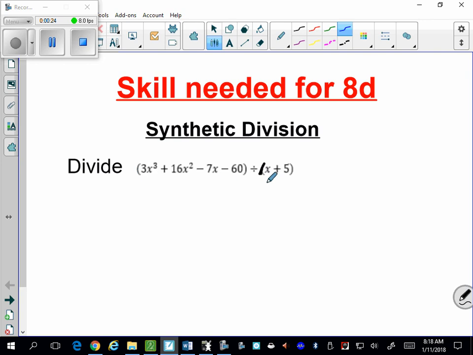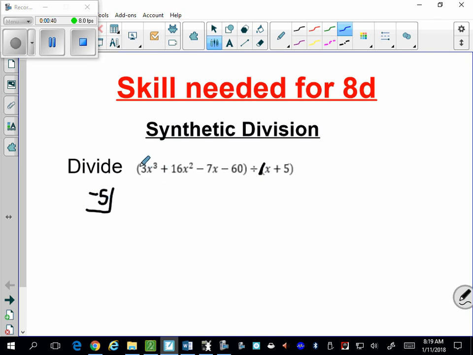So for synthetic division, you take the factor and you change it to the root. So for a factor of x plus 5, the root is -5. That's where it crosses the x-axis. Put it in this little backwards L, which we call the box.